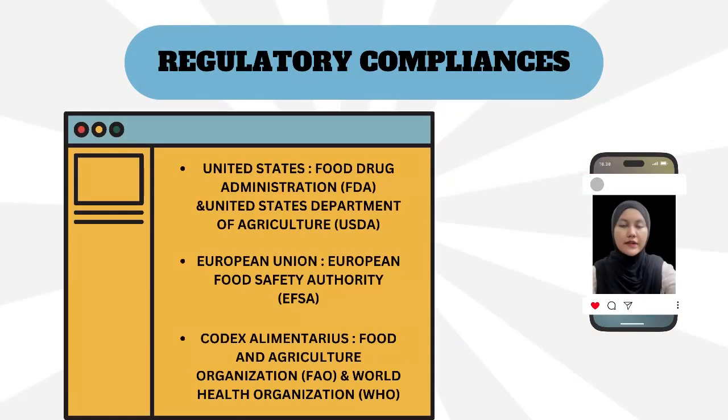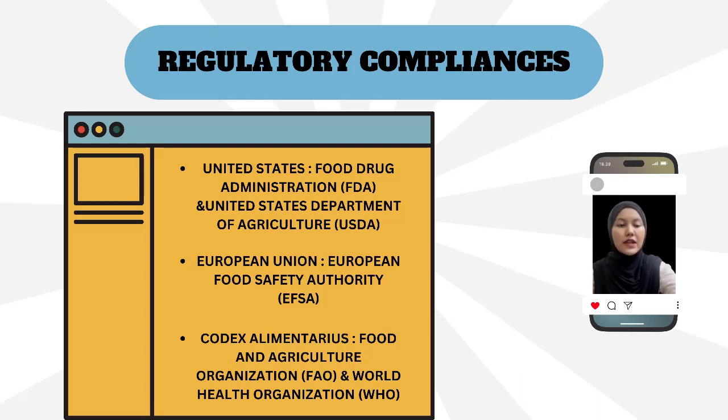Last but not least, regulatory compliances. Here are a few examples of regulations governing the use of preservatives in meat products. Number 1. United States. In the United States, the Food and Drug Administration (FDA) and the United States Department of Agriculture (USDA) regulate the use of preservatives in meat products. They establish regulations for meat and poultry products, including guidelines for the use of preservatives.